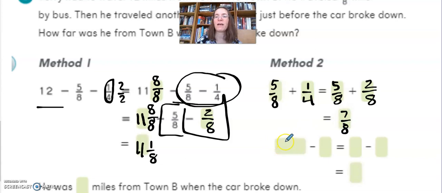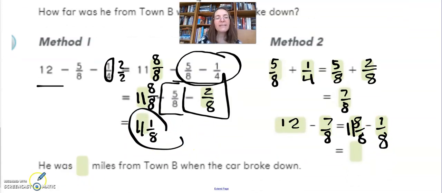And then, of course, we would have 12 minus 7/8, and we would then change that to 11 and 8/8 minus 7/8, and I'm not going to write this anymore. You're going to get back to here. Then here's the sentence. He was 11 and 1/8 miles from town B when the car broke down.